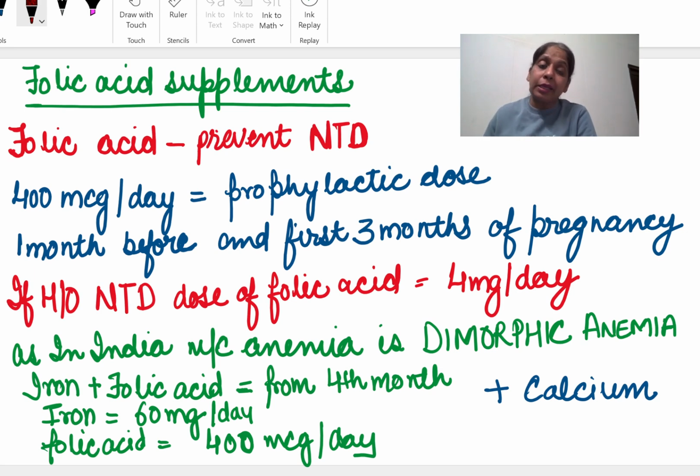In India, the most common anemia is dimorphic anemia. So we give iron and folic acid both from the fourth month. The iron dose which we give is 60 milligram per day in the Anemia Mukt Bharat, and the folic acid dose there is 500 mics.